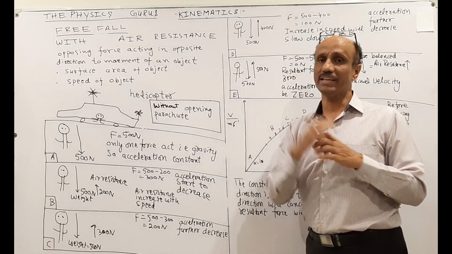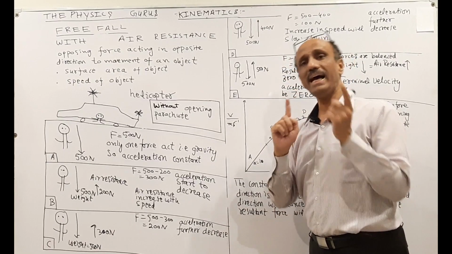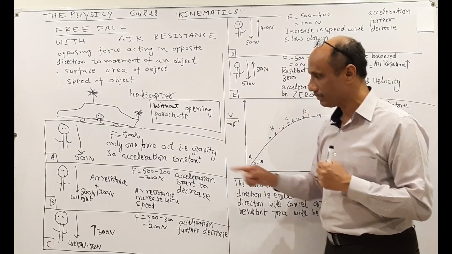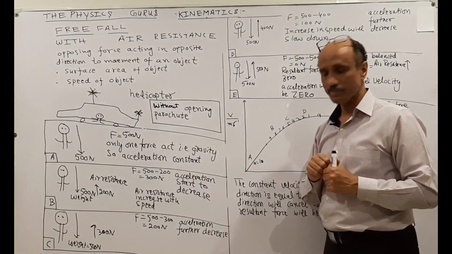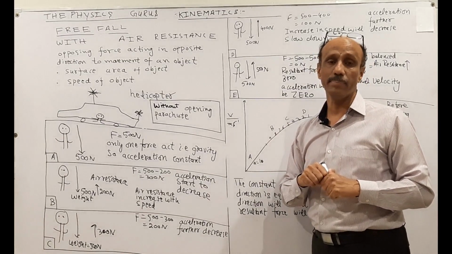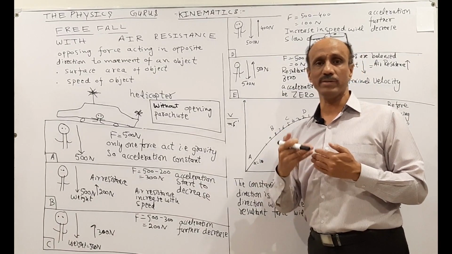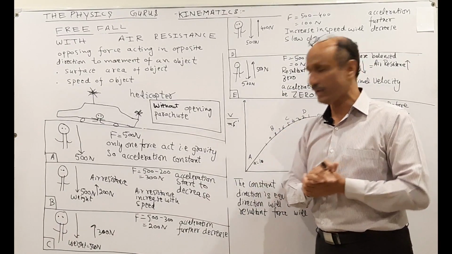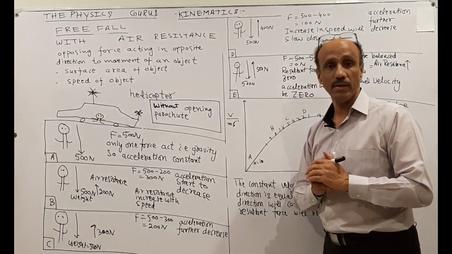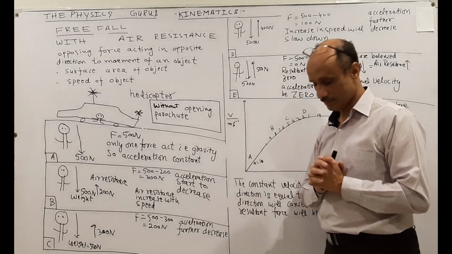It means the speed will continue to increase with the passage of time, but the acceleration will start decreasing. In diagram number C, we can see that the air resistance is now 300 Newton. It means that as the momentum and the speed of the object increase, air resistance will also increase. Now the resultant force will be 200 Newton. So acceleration will further decrease.